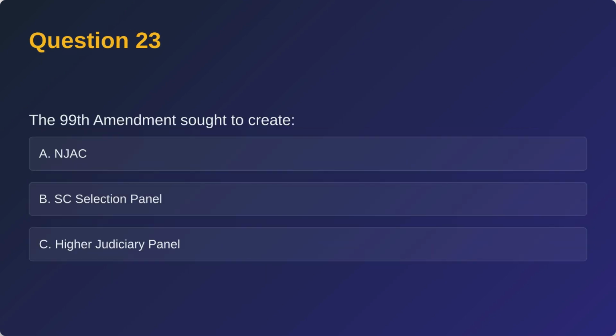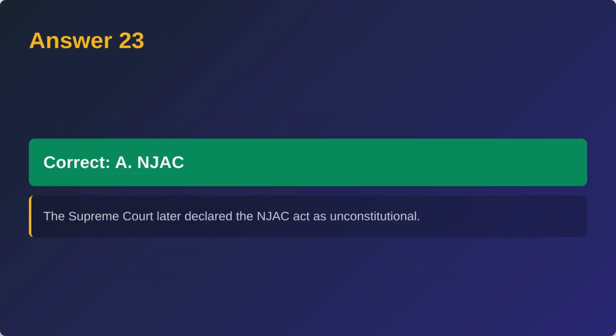Question 23. The 99th Amendment sought to create what? Answer 23. The NJAC. The Supreme Court later declared the National Judicial Appointments Commission Act as unconstitutional.